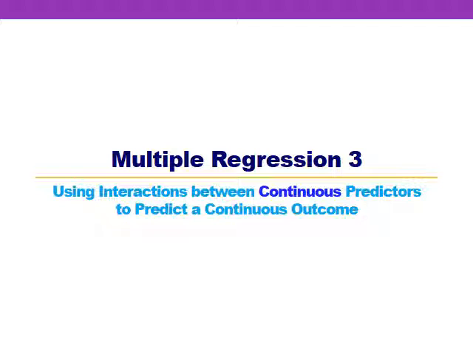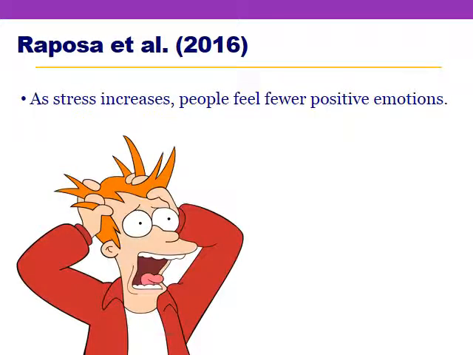How do we test for an interaction between two variables when both of those variables are continuous? So here's the first example we're going to walk through. It stands to reason that stress is related to a person's happiness, right? As stress increases, happiness or positive emotions tends to decrease.